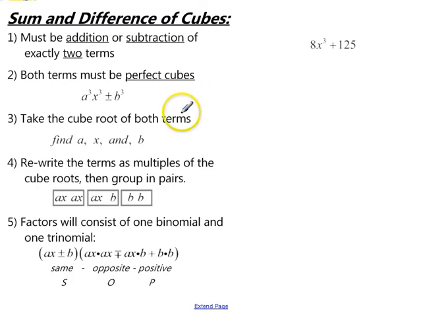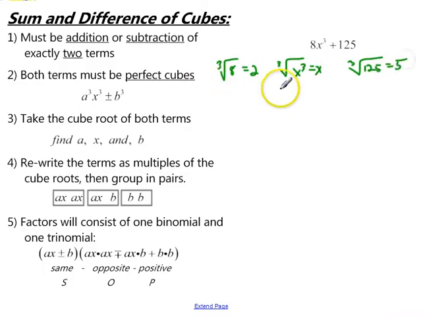So our first step is to take the cube root of both terms. Again, we're going to take the cube root of 8, which gives us 2, the cube root of x cubed, which is x, and the cube root of 125, which is 5. And again, you don't have to write this out every time, but I'm just doing it to show you we're taking the cube root of each thing.